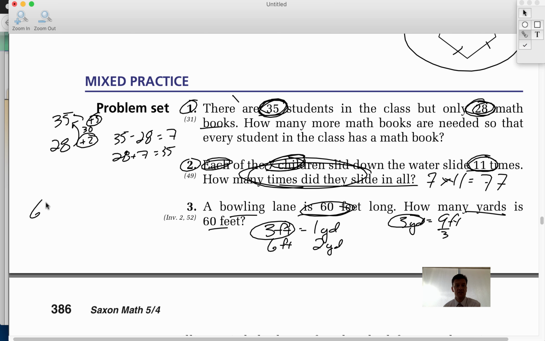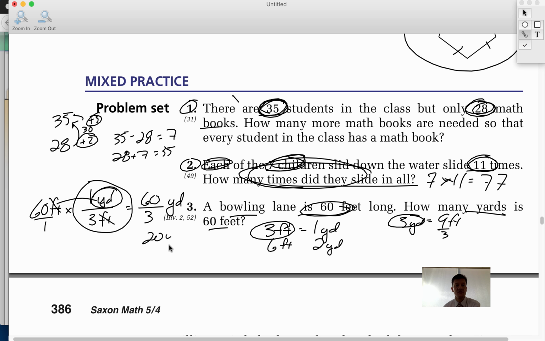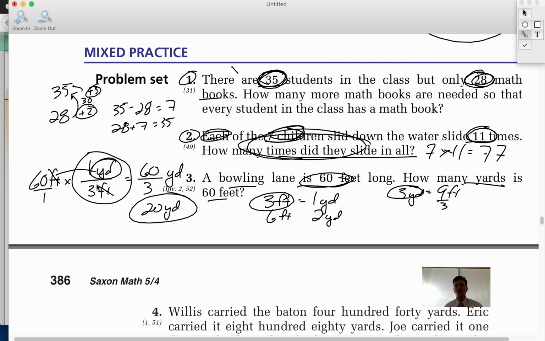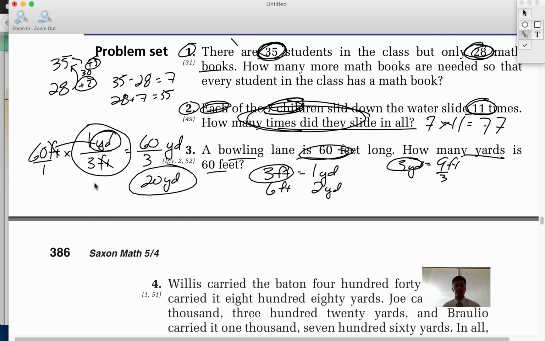If I have the number of feet, in this case 60 feet, I know that 3 feet is equal to 1 yard. So I'm multiplying by what's called a unit multiplier. 1 yard and 3 feet are the same length. The feet are going to cancel, so I take 60 times 1, which is 60, over 1 times 3. So 60 divided by 3 is going to give you your 20 yards. This is a very powerful skill, multiplying by a unit multiplier, that you'll see a lot in math and science.